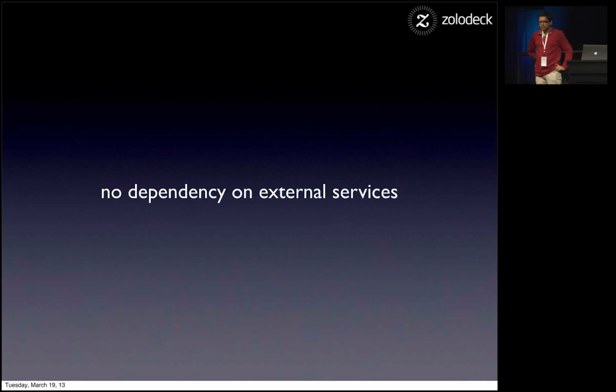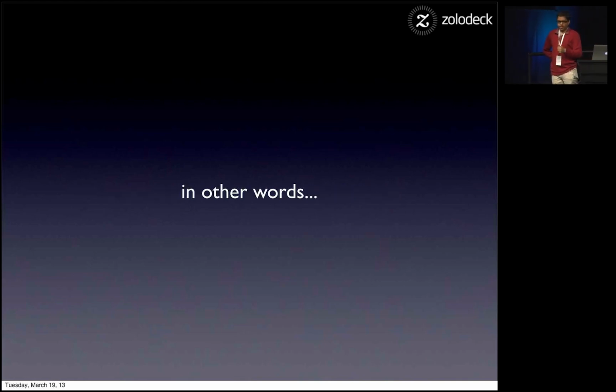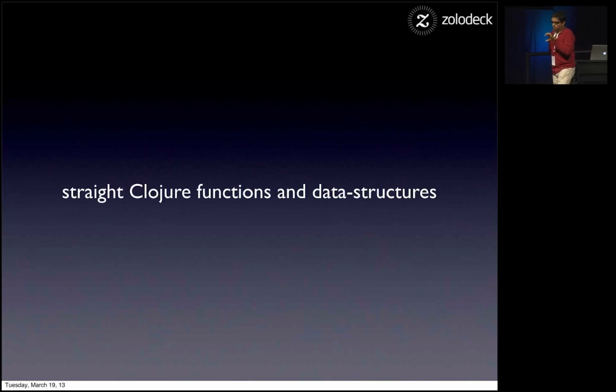You also don't want dependency on external sources. For example, if you're calling third-party systems or third-party APIs, like Facebook or whatever, you don't want your domain layer to directly depend on those things, right? You want some external entity reading that off the third-party system and feeding it to you in a clean way. So basically, these functions are simply clean, pure Clojure functions and data structures.